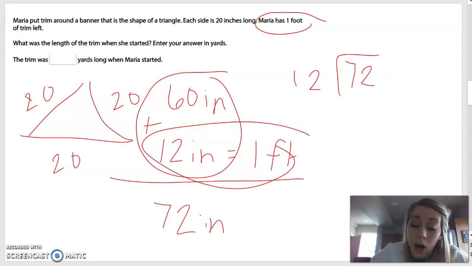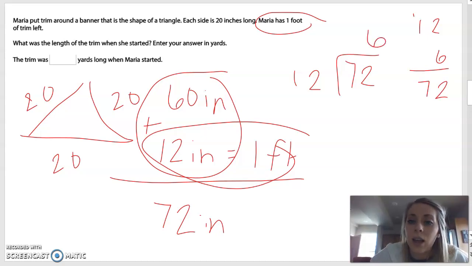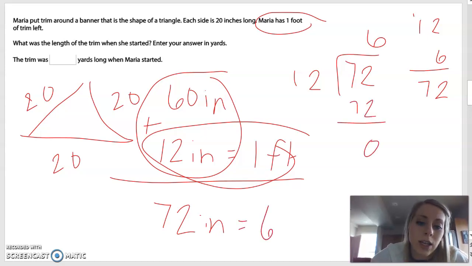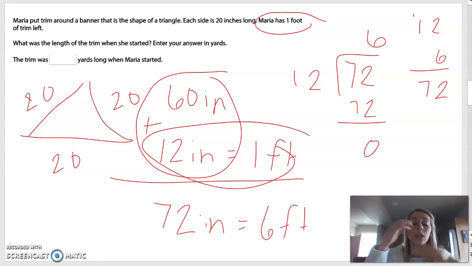Okay, so our 12s are hard for us. Okay, so I'm going to come over here. I'm going to do 12 and I am going to multiply it by 6. Carry my 1. Oh, there we go. 72, 6 feet. Okay, so we know that there are 6 feet in 72 inches. But we're not done yet. It says, what was the length of the trim when she started in yards? Okay, so this is where you have to go back.